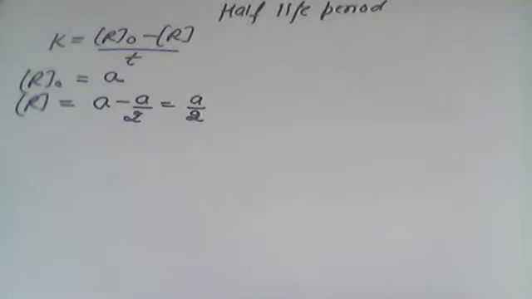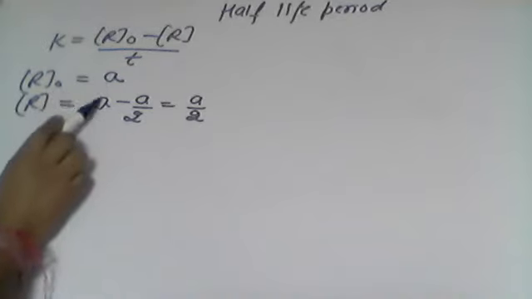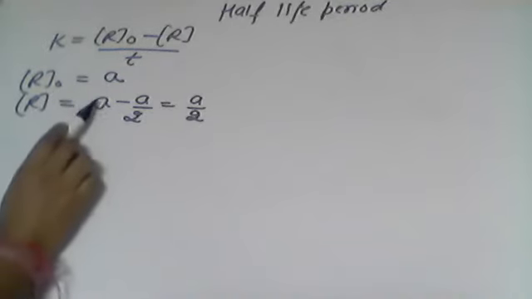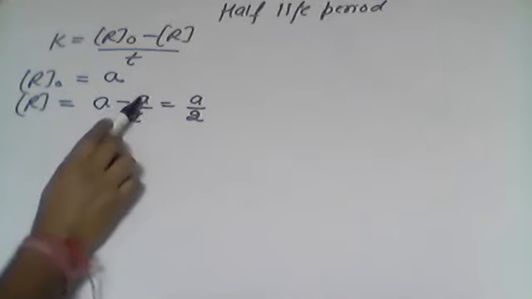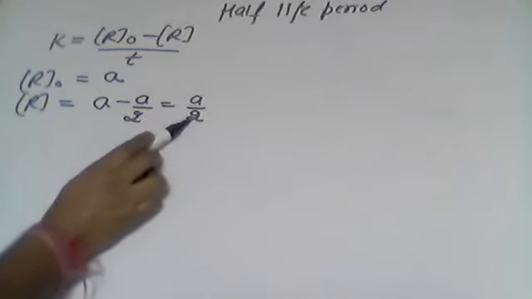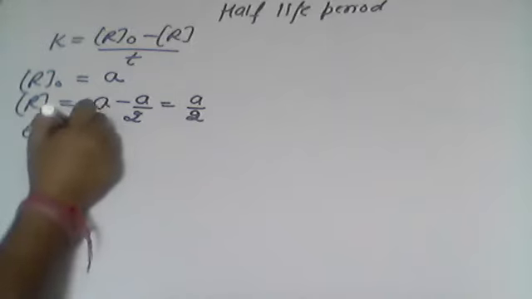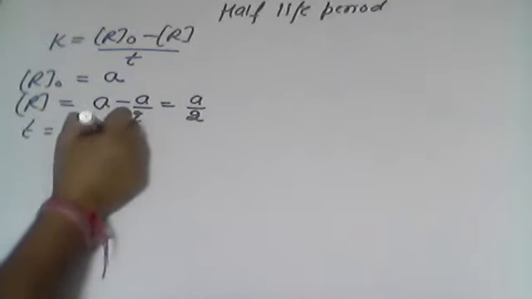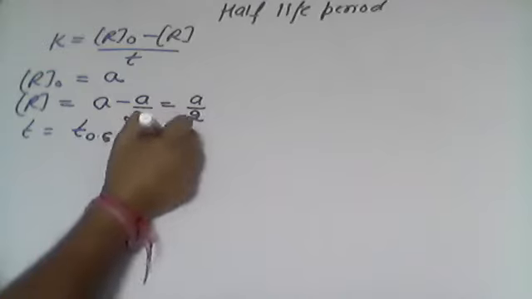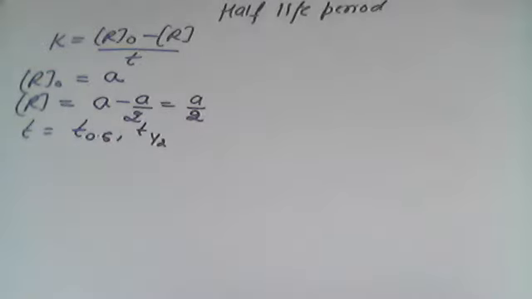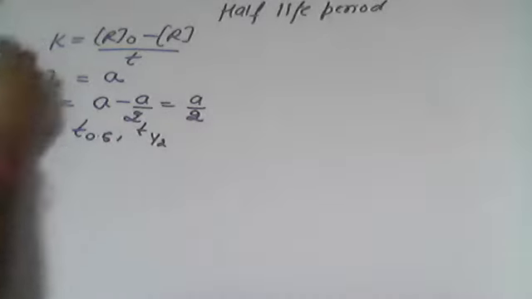Initial concentration is A. In the half-life period, half of the reactant will react. Half of A is A by 2, so A by 2 will be left. That time we represent as t half. You can represent it with T 0.5 or you can write T1 by 2. The choice is yours.